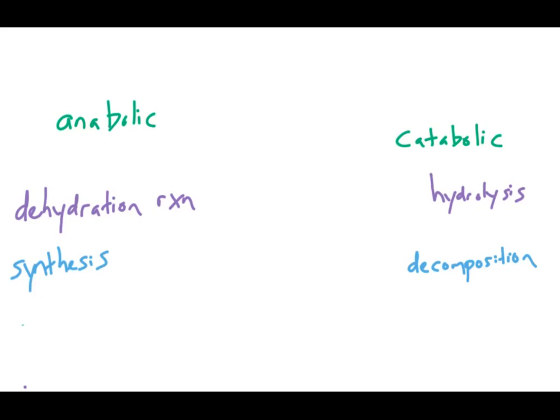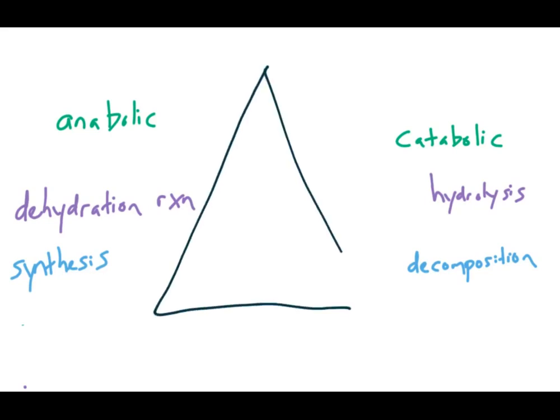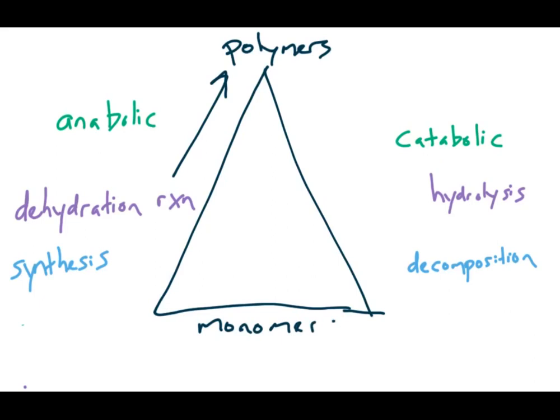Synthesis, so you are synthesizing or creating something, that is also going to relate to this term anabolic. And so what I sometimes like to do is to think about these terms as all building. So you'd have your polymers up here, and you'd have your monomers down here. So anytime you want to take a monomer and make a polymer out of it, you are going to be looking at an anabolic reaction. That anabolic reaction is going to include a dehydration reaction. More on this in a second. And you're synthesizing something.